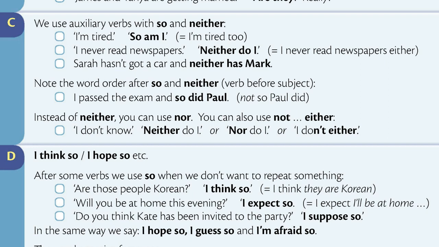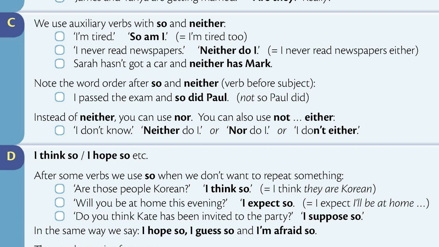Section C. We use auxiliary verbs with so and neither. I'm tired. So am I. I never read newspapers. Neither do I. Sarah hasn't got a car, and neither has Mark.